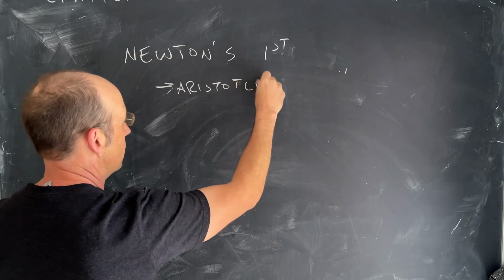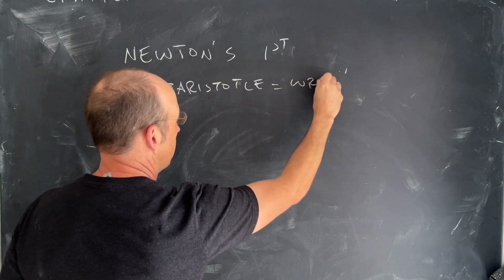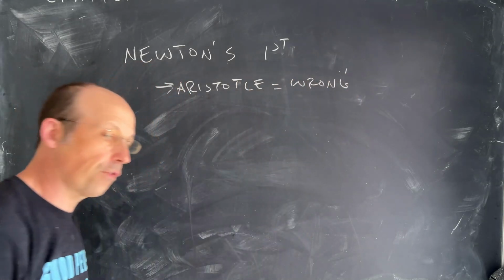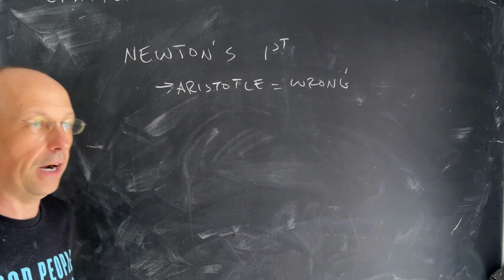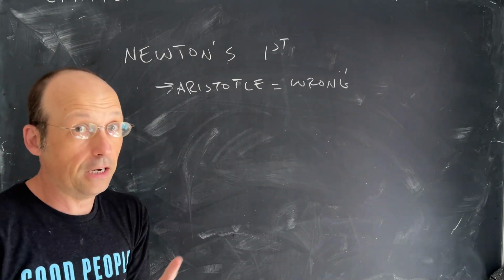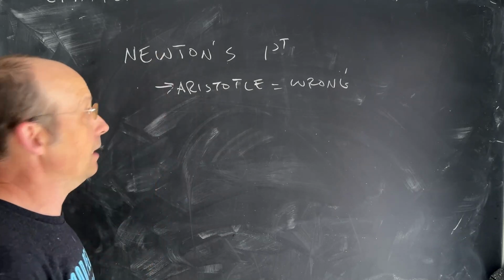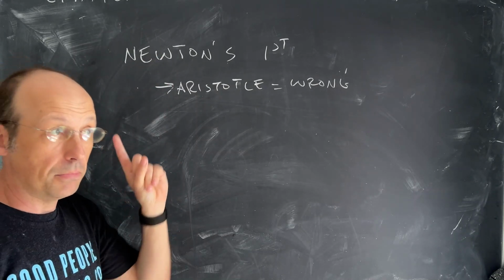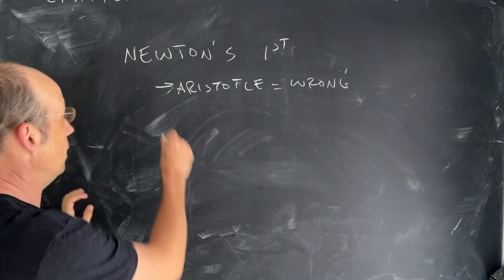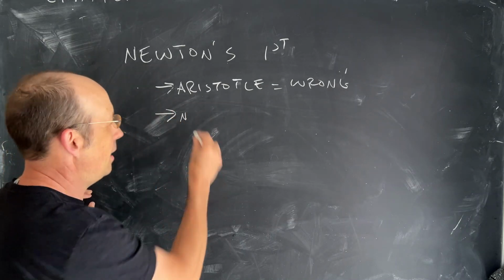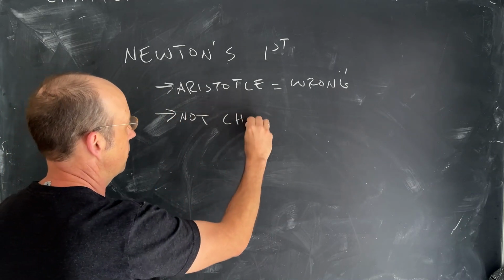Aristotle is wrong, or was wrong. That's what Newton's first law says. It says that Aristotle was not right. Aristotle said that the natural state of motion, if you do not push on something, it will be at rest. Newton says the natural state of motion is to not change its speed. So you'll see it not change.